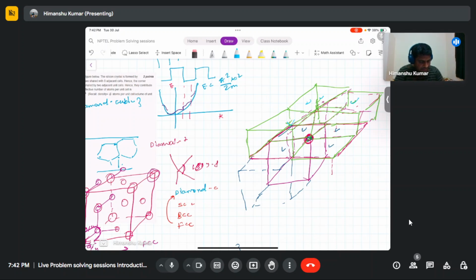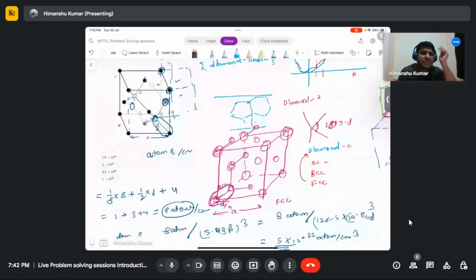And how is this half into six coming? Basically this is the face centered one, because this is at the center of the face of the unit cell. So only the nearest neighbor unit cell gets shared. This atom will be shared with the unit cell at the side only. Other unit cells it will not get shared with. So that's why this is shared by two unit cells only, and the total contribution in this particular unit cell is half.